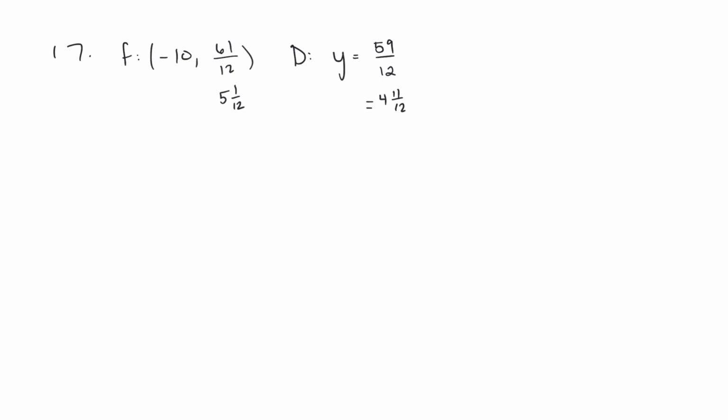So guess what the vertex is? The vertex in this problem is going to be -10 because the x values are not changing. The y vertex is going to be just 5.